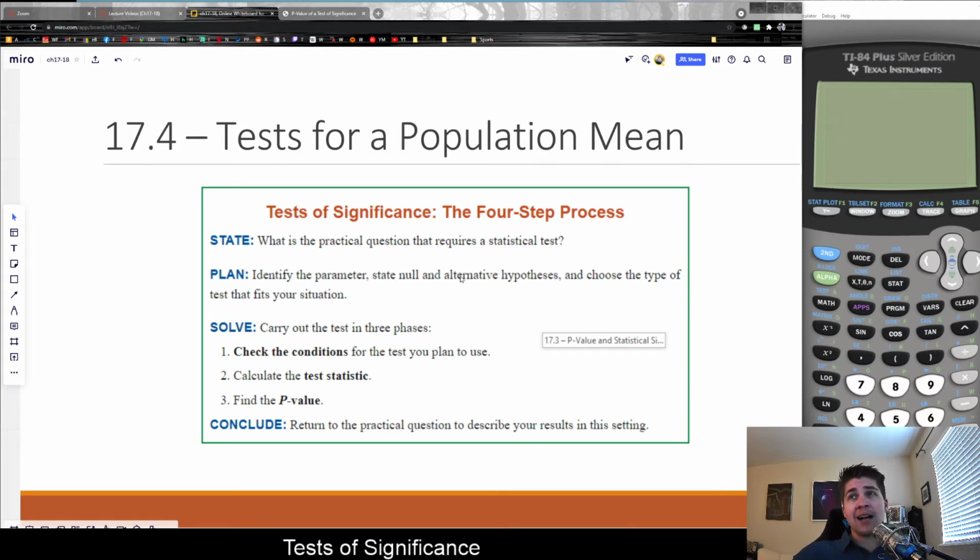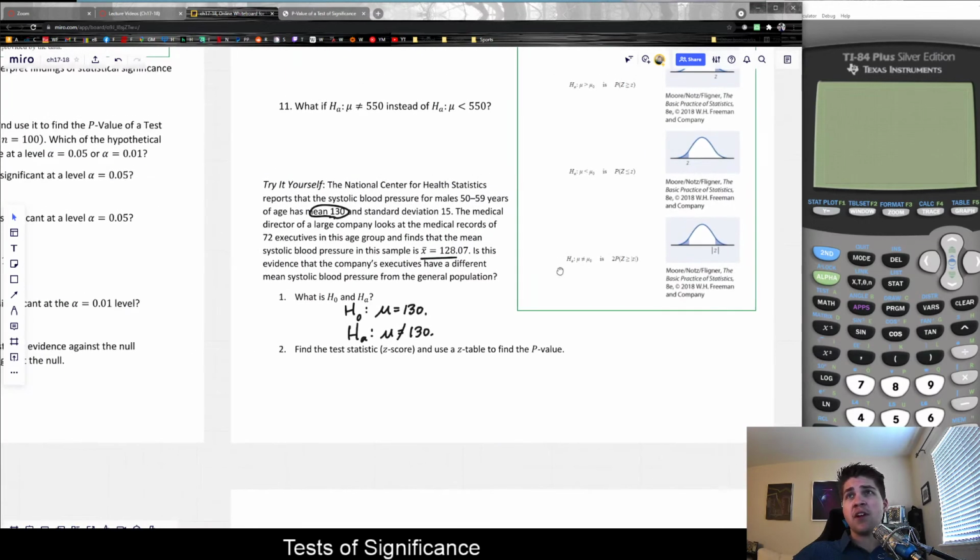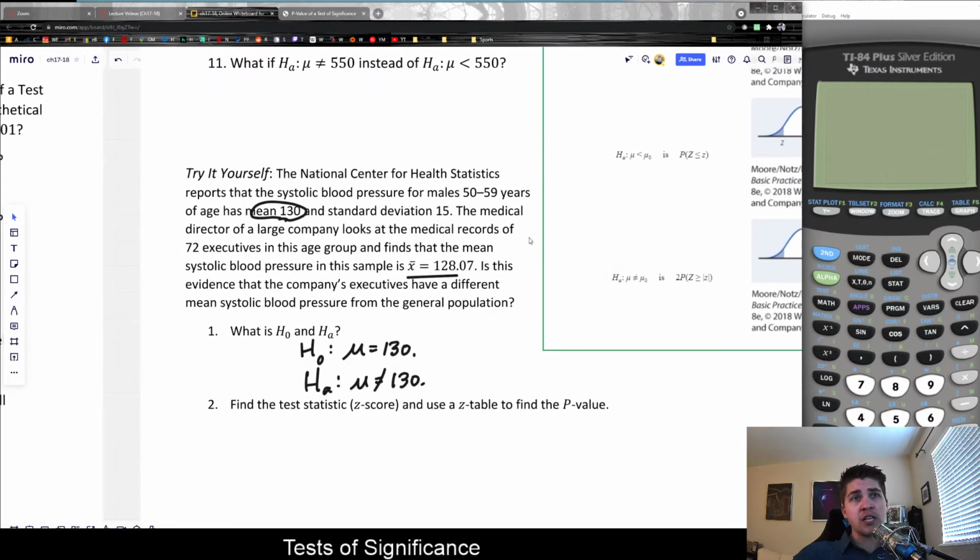First of all, what's the practical question that requires a statistical test? Next is identifying parameters, stating the null and alternative hypotheses, and choosing the type of test that fits your situation. So far we've done this part. We've read through the question. We know why we are trying to do a test of significance here. It's because we have a particular statement about the mean of a population, and then we've gathered our own data, and we want to know if there is a difference between them.